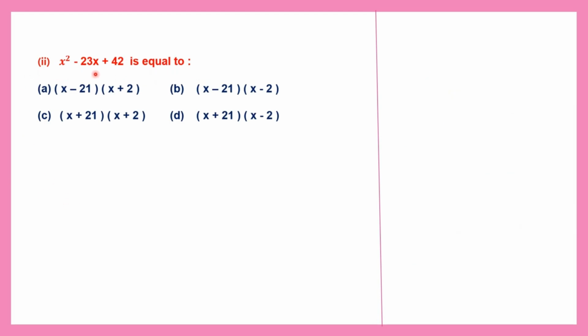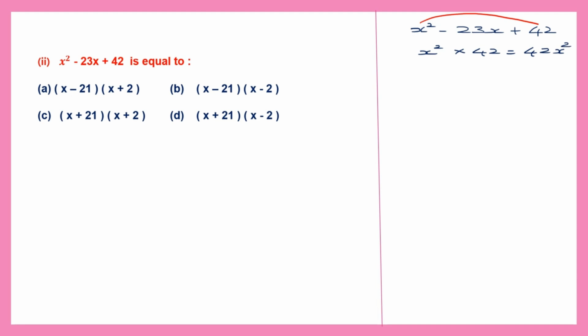Question 2. x square minus 23x plus 42 is equal to one of these. So let's take this question here. This is a trinomial, x square minus 23x plus 42. So when we factorize, what should we do first? We should find the product of the first term and the last term. So that will be x square into 42. This will give us 42x square.